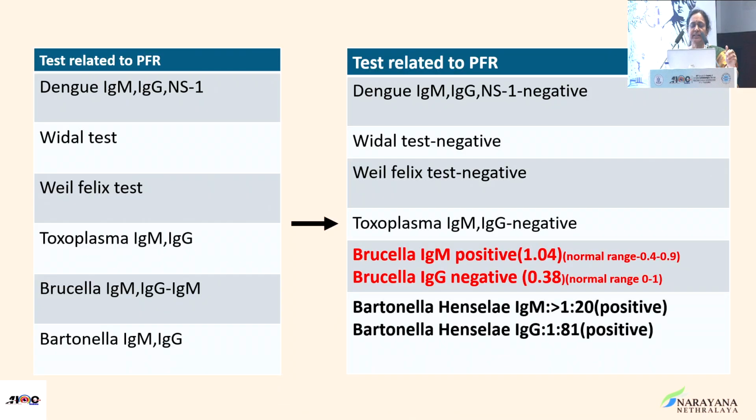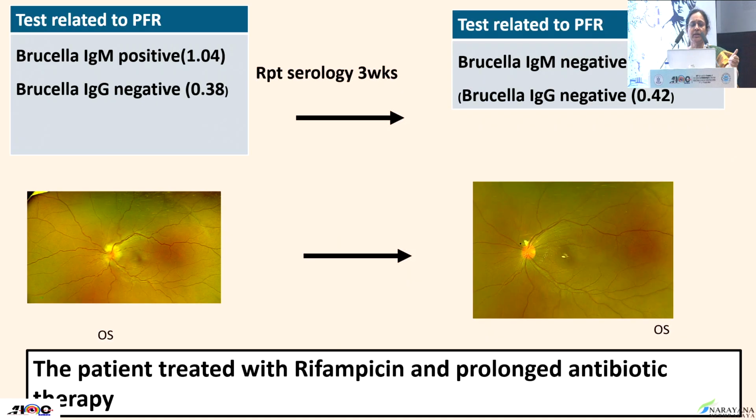We made a diagnosis of post-fever retinitis. When we ordered the test, brucella came positive, so we started the patient on doxycycline and steroids. However, there was persistence of the lesions. By then, we also had the history of exposure to a cat. Here, Bartonella also came positive. We were wondering what it was, but when we repeated the test, the brucellosis disappeared.